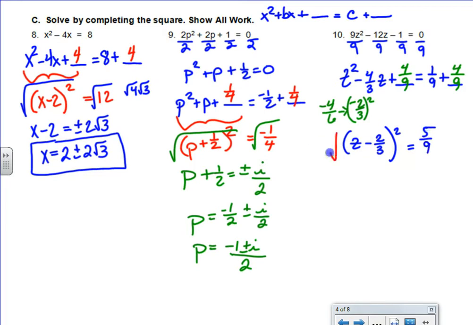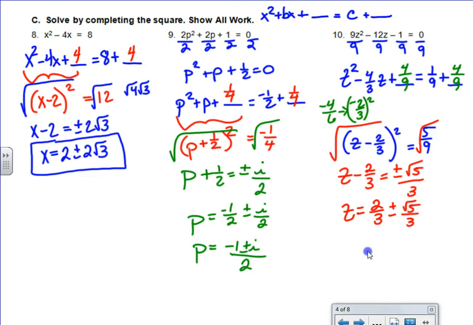Okay, almost done. We're going to square root both sides. And we get z minus 2/3 equals positive and negative. Now I square root fractions, numerators and the denominators separately. The square root of 5 is square root of 5, nothing else. Square root of 9 is something pretty, it's a 3. So I'm going to write this as the square root of 5 over the whole number 3, and then my final answer, when I want to add the 2/3 to the other side, is 2/3 plus and minus square root of 5 all over 3.